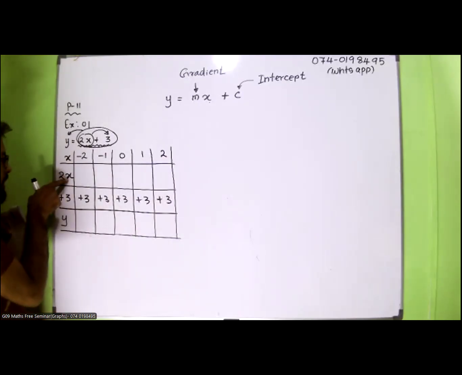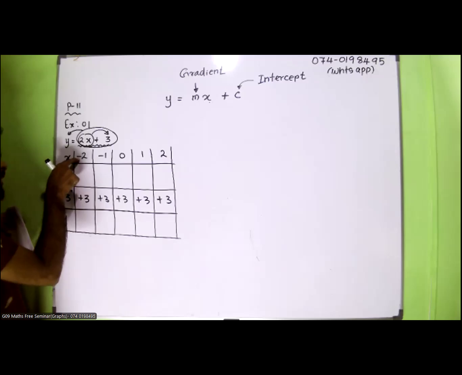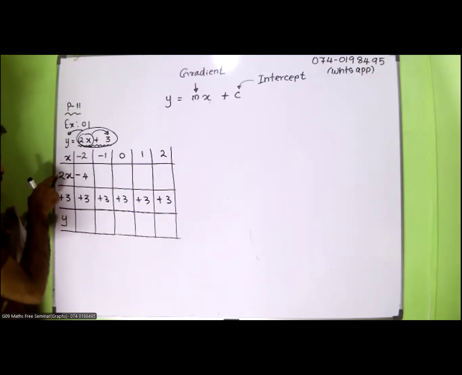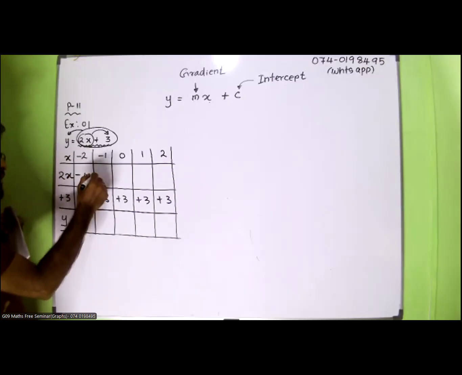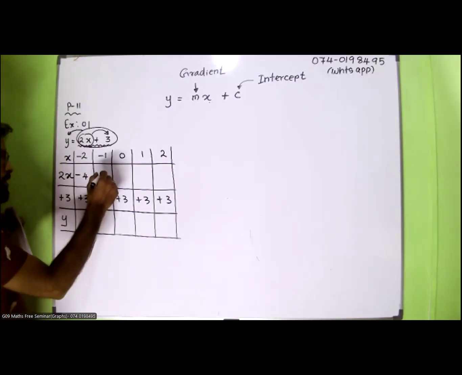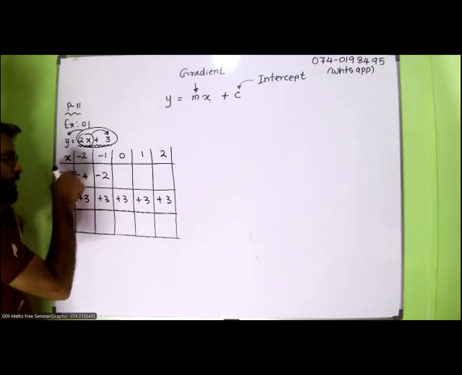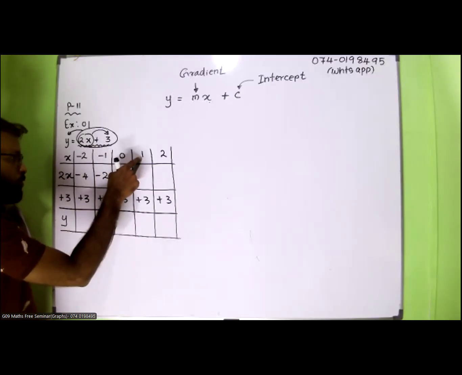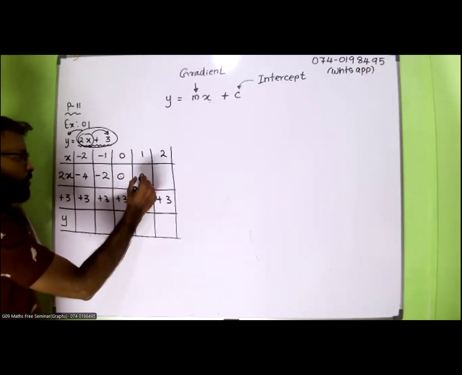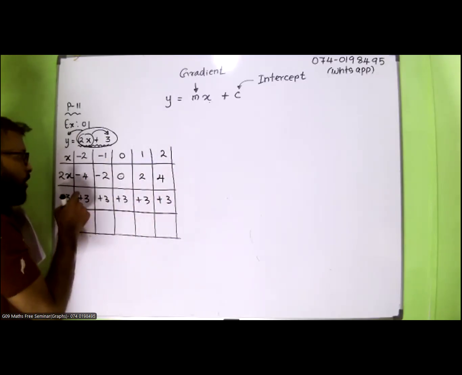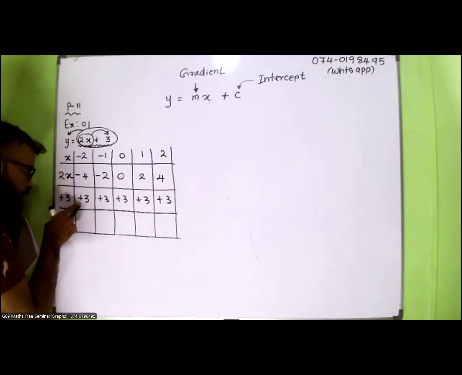So instead of x, I am going to substitute minus 2. Positive into negative, negative. 2 times 2, 4. Here you have positive 2, positive into negative, negative. Instead of x, I am going to substitute 1. 2 times 1, 2. This is 0. If you substitute 0, the whole thing becomes 0. Here you have positive 1. Doesn't matter. 2 times 1, 2. Here you have positive 2. 2 times 2, 4.